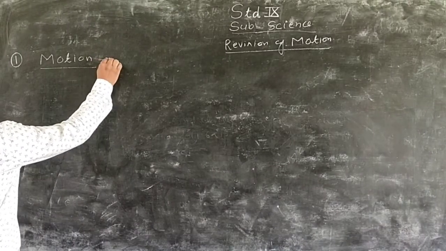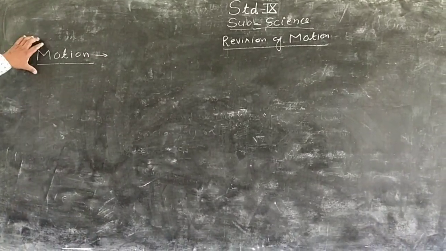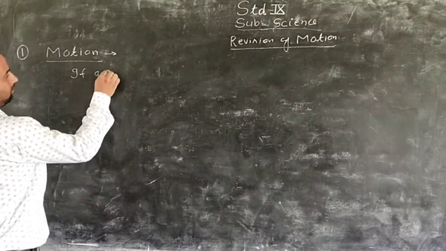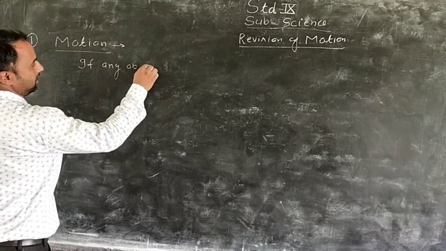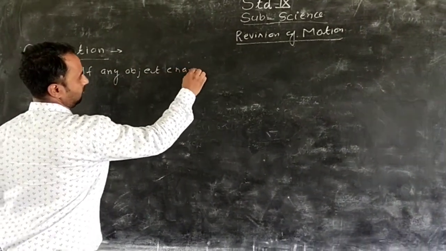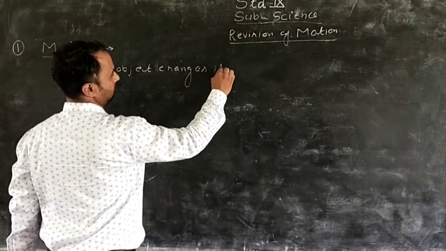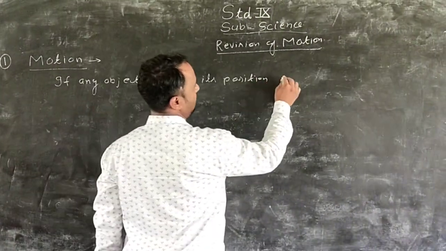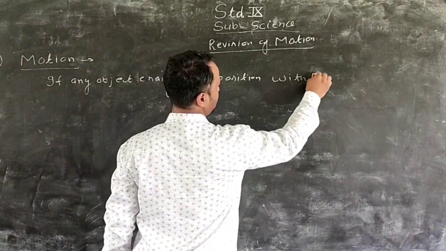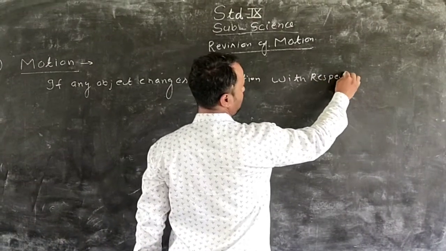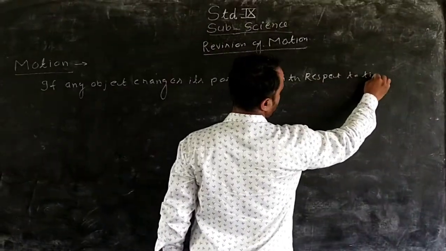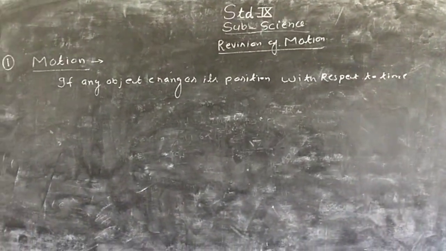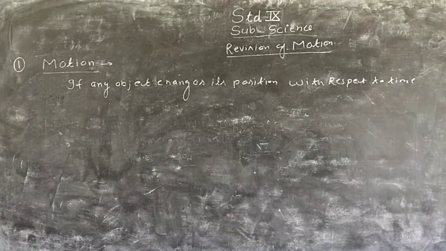So we have to define the 2 terms, rest and motion. First, motion. What is motion? If any object changes its position with respect to time, that is called motion.